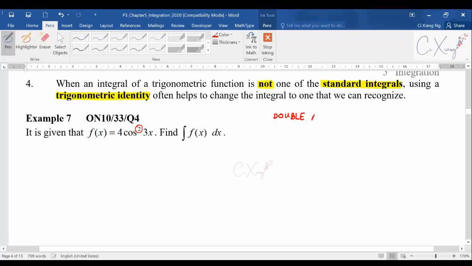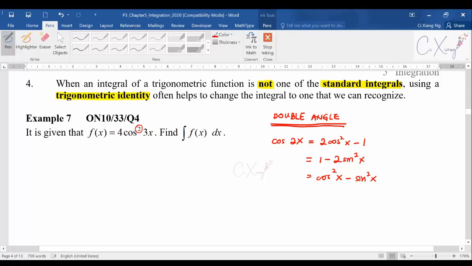Okay, so the double angle formula that you learn in chapter 3. For the double angle formula, we will focus on this one, cos 2x. For cos 2x, there are three formulas here: 2 cos square x minus 1, and then another one is 1 minus 2 sine square x, and then another one is cos square x minus sine square x. There are three formulas of cos 2x.